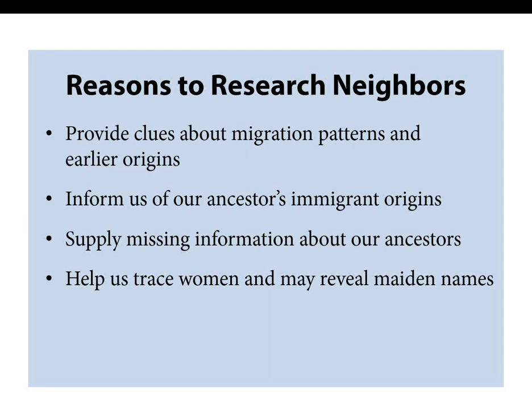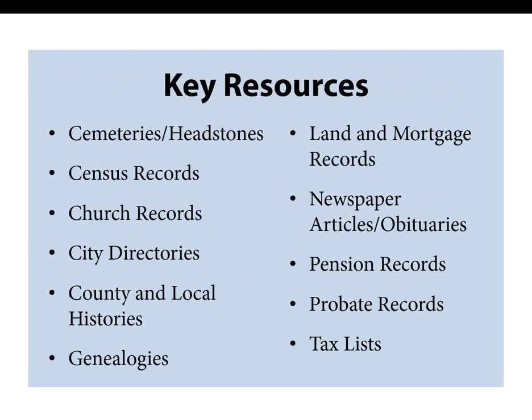It's also going to supply missing information about our ancestors and can help to reveal maiden names. So when we're looking at our key resources, we want to also be thinking about the neighbors that are involved. If you're looking at military pensions, if you've been lucky enough to find a military pension for your own ancestor, I want you to look at it for the affidavits of the fellow soldiers that are included in there, or maybe even witnesses that are providing testimony.